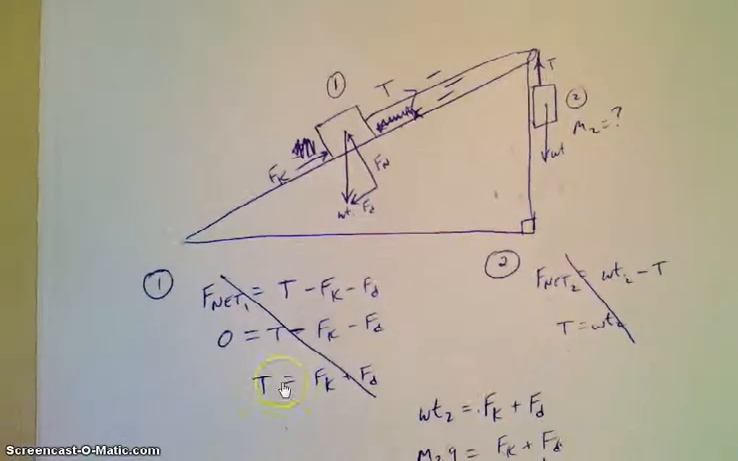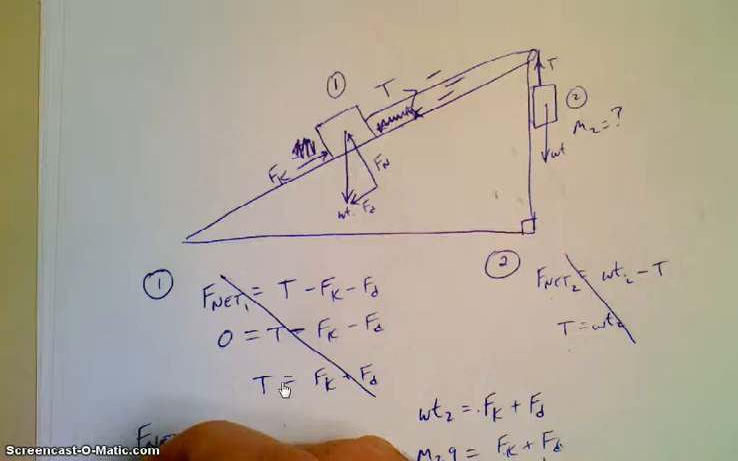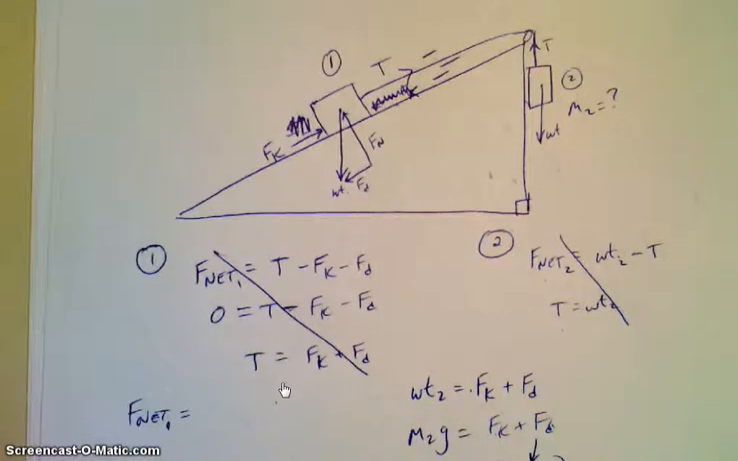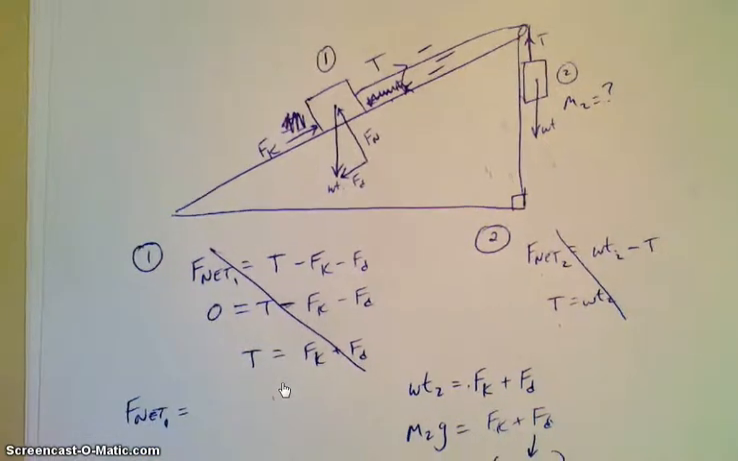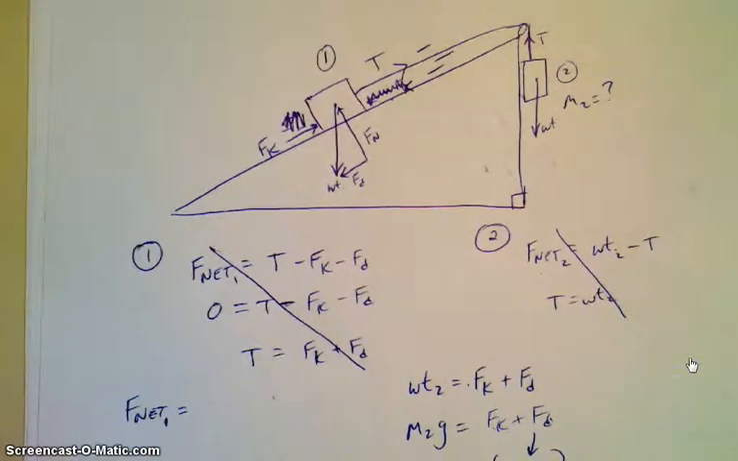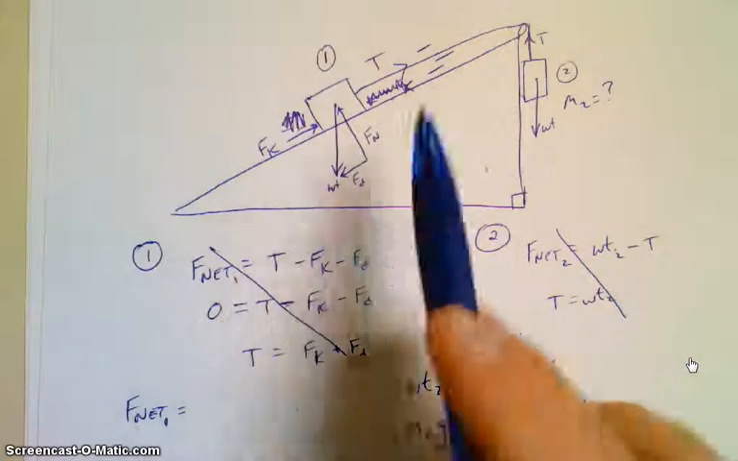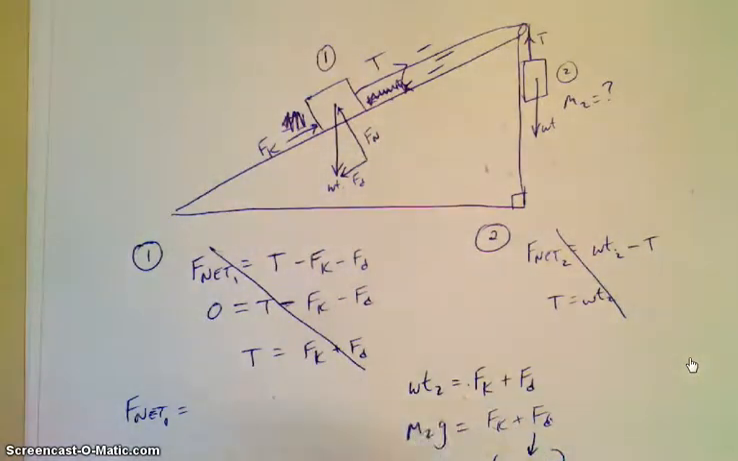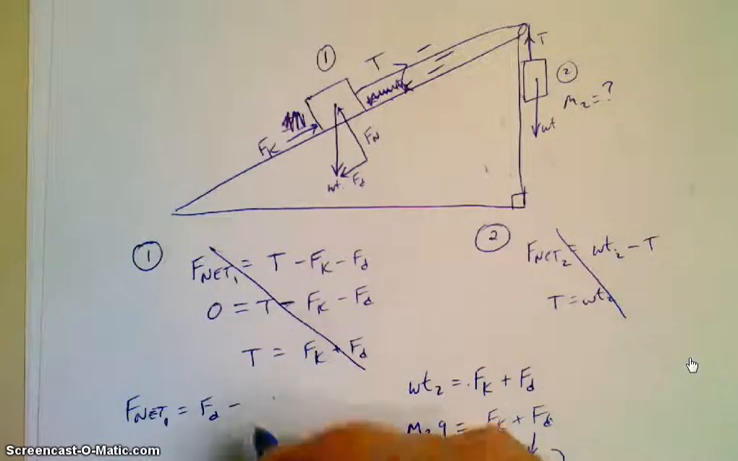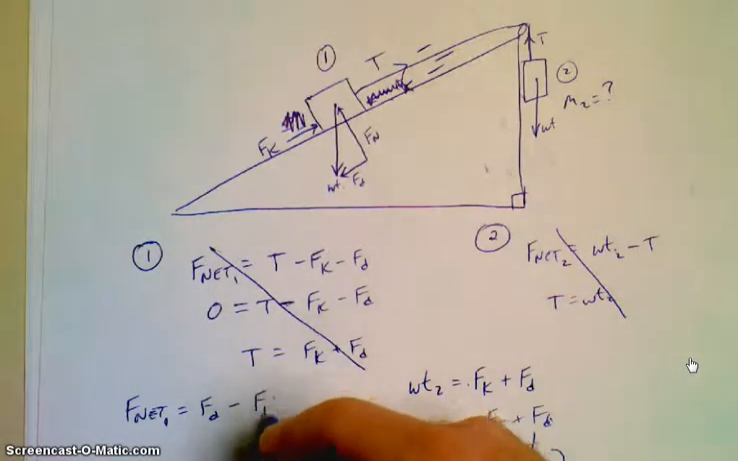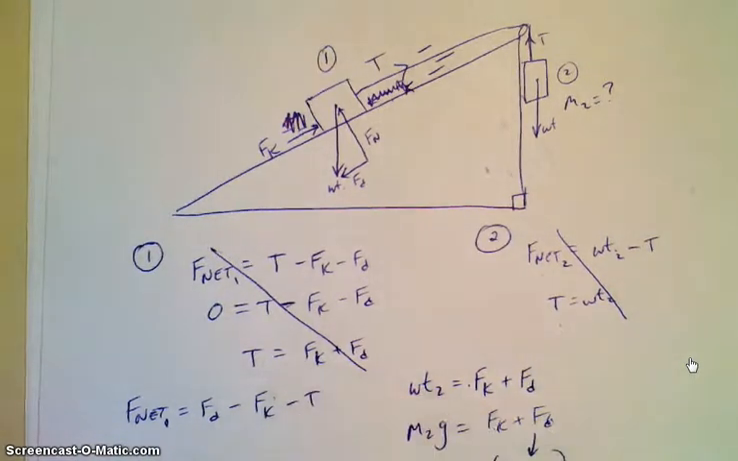So let's do it. The net force is equal to the forces in the direction of motion. Which way is it moving? Down the ramp. So what force is in the direction of motion for this block? Fd. Minus what forces are opposing motion? Friction and tension.